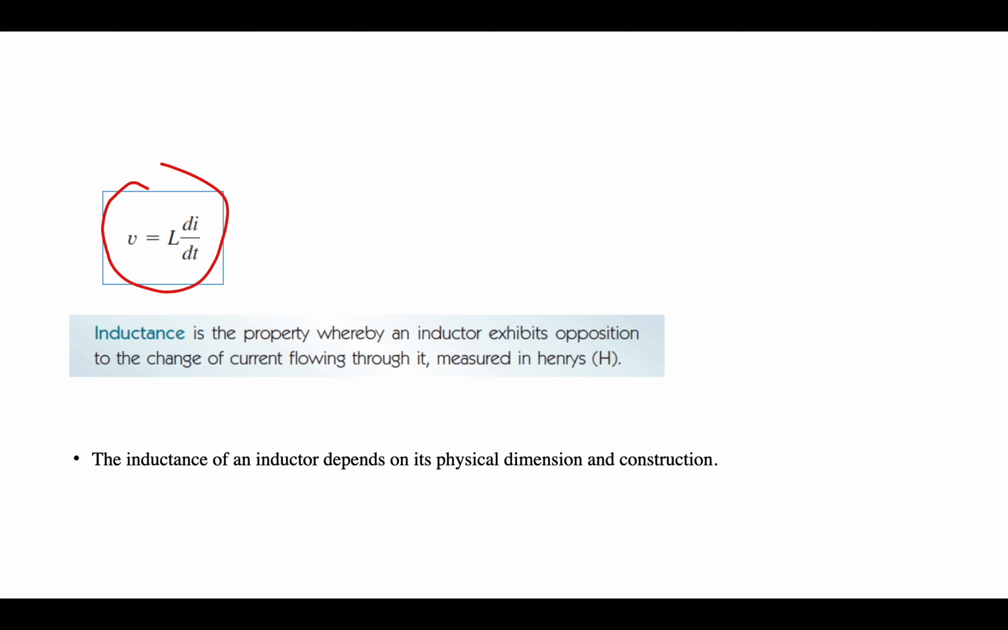So this equation tells us that the inductance is a property whereby an inductor exhibits opposition to the change of the current flowing through it, measured in henries. Be careful that this is to the change of the current, not current. We know that the resistor R opposes the flow of current, but the inductance opposes the change of the current.